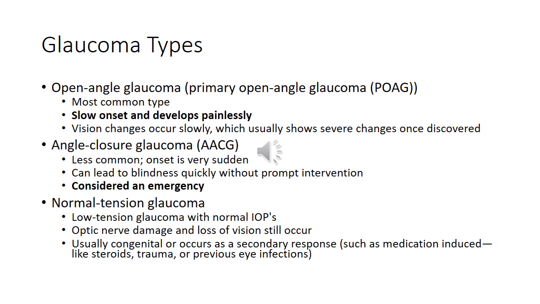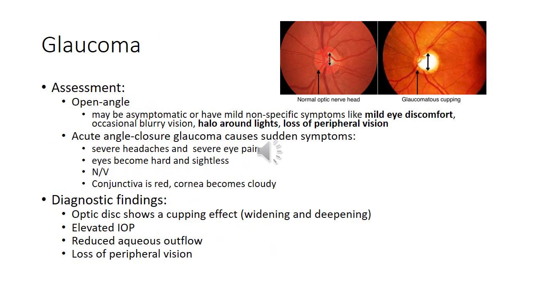Normal tension glaucoma is low tension glaucoma with normal IOPs. Optic nerve damage and loss of vision still occur. It is usually congenital, or it occurs as a secondary response to things such as medication, trauma, or previous eye infections. Open-angle glaucoma may be asymptomatic or have mild nonspecific symptoms like mild eye discomfort, occasional blurry vision, halos around lights, and loss of peripheral vision.